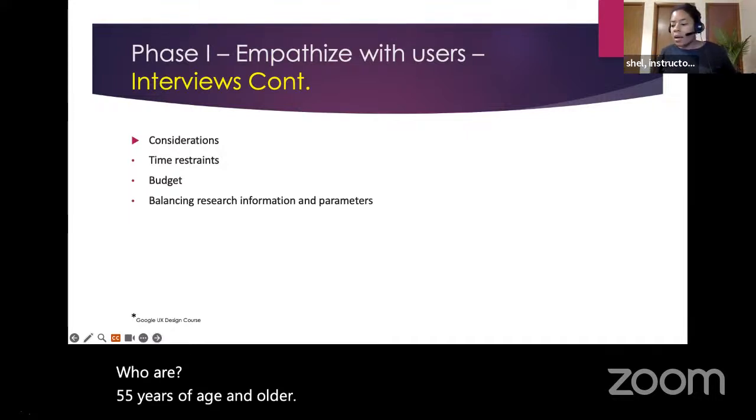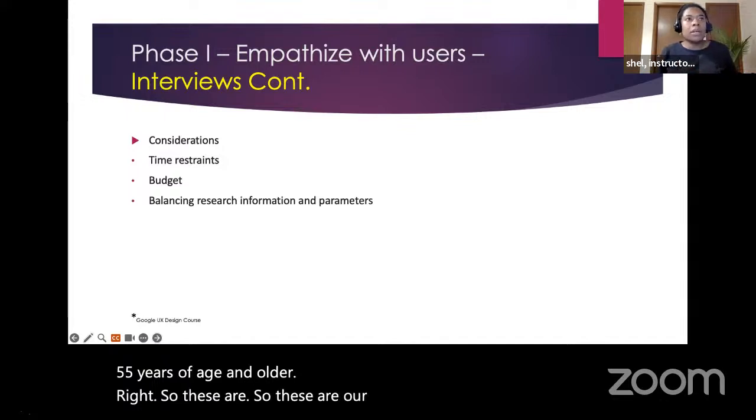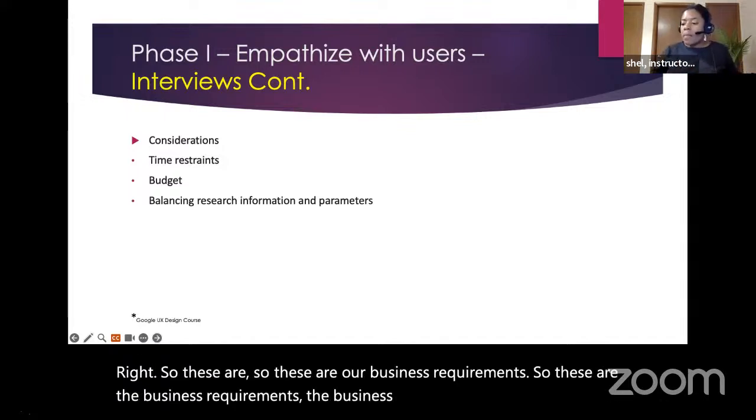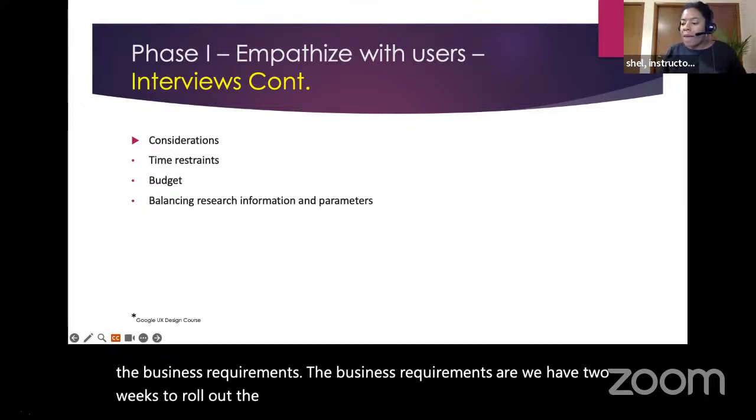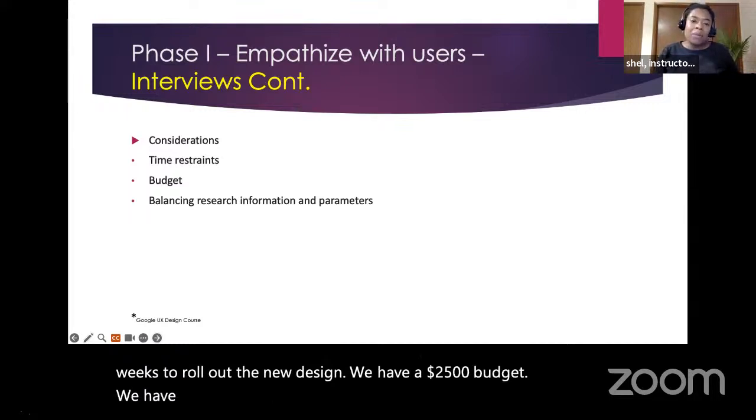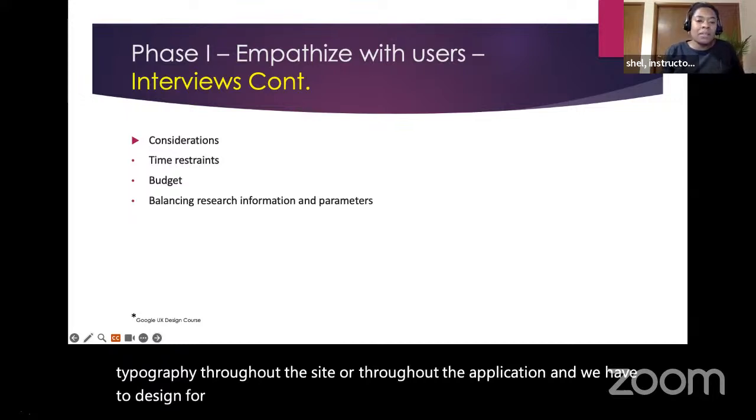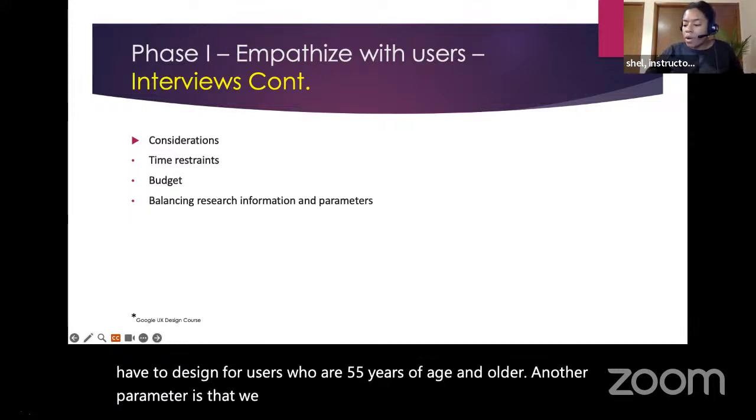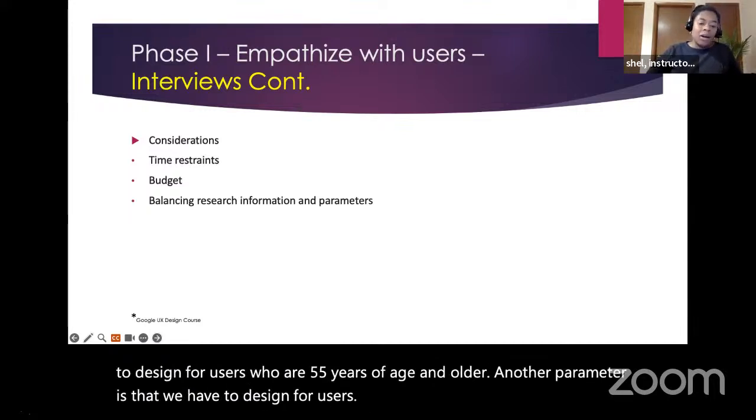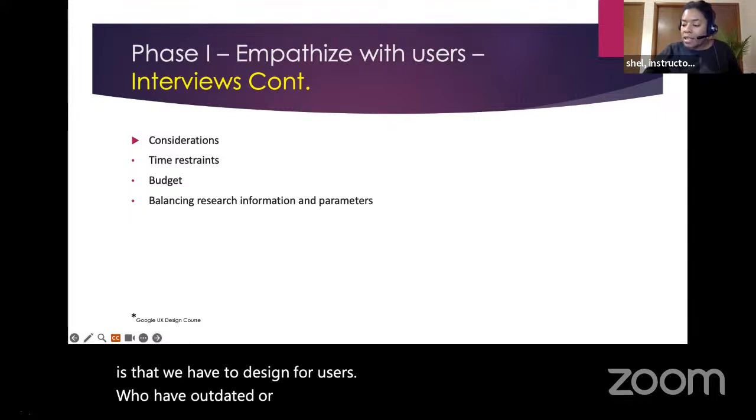So these are the business requirements. We have 2 weeks to roll out the new design. We have a $2,500 budget. We have to maintain company branding, meaning the colors and the typography throughout the site or the application. We have to design for users who are 55 years of age and older. Another parameter is that we have to design for users who have outdated, slow devices. So those are our business requirements.